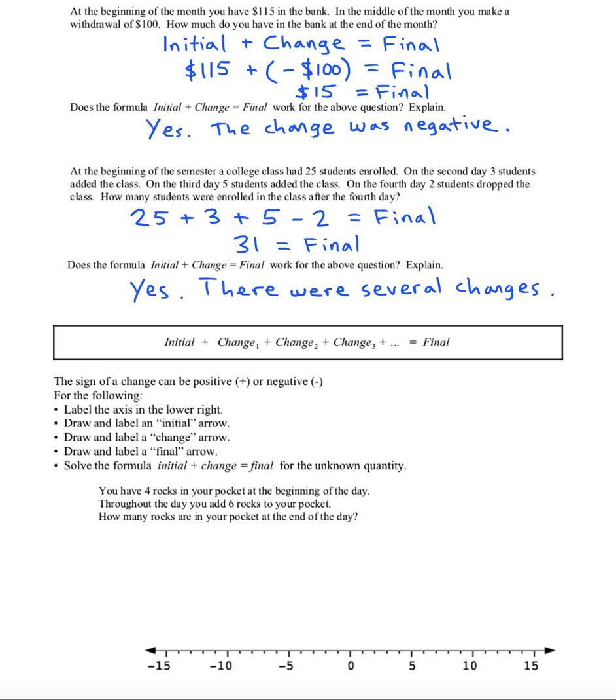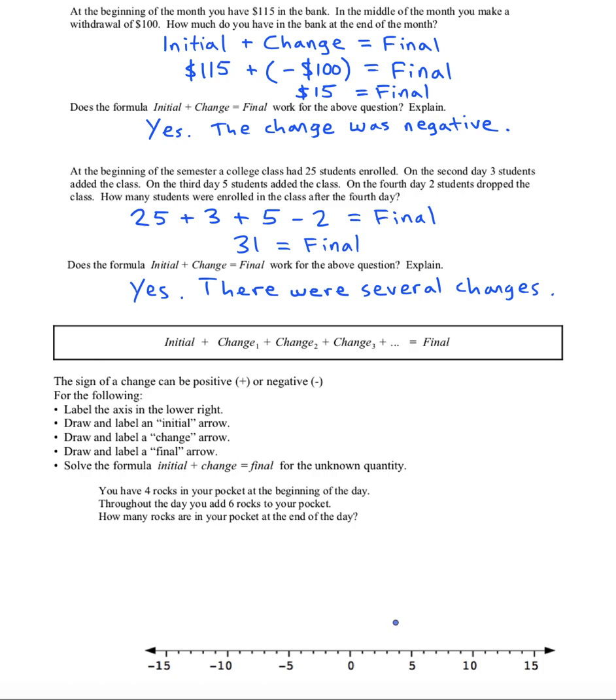What we'd like to do next is connect the arrow diagrams with the formulas. Let's try it in this problem. You have 4 rocks in your pocket at the beginning of a day. Throughout the day, you add 6 rocks to the pocket. How many rocks are in the pocket at the end of the day?